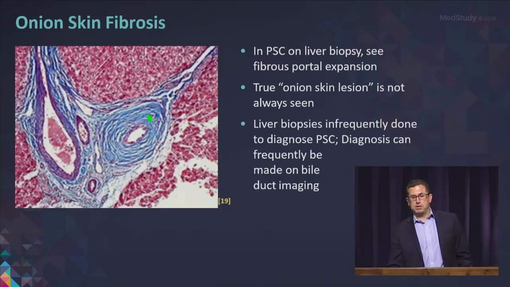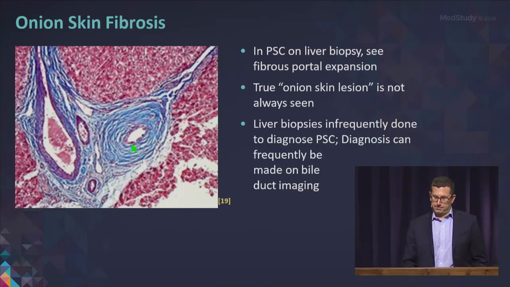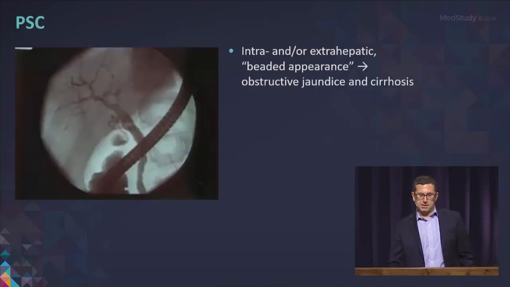If you were to do a biopsy, which is almost never done, you would see onion skin fibrosis. So you could see these bands around the bile duct, and that's typical of PSC. And here again is that picture of the ERCP with the narrowing of the biliary tree with the beaded appearance.